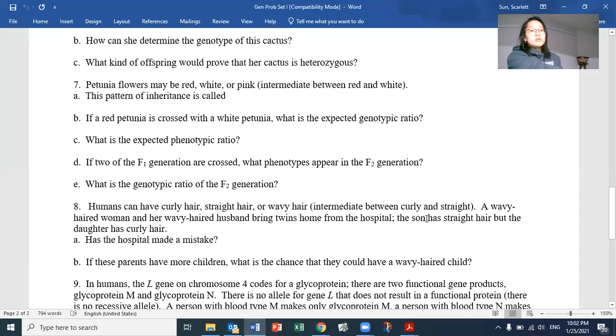In number 7, petunia flowers may be red, white, or pink, right? We talked about this when we did the first note set with that first lab for genetics 1. The pink is the intermediate between red and white, so think about that blending of color. This pattern of inheritance is called what? The options would be codominance or incomplete dominance.